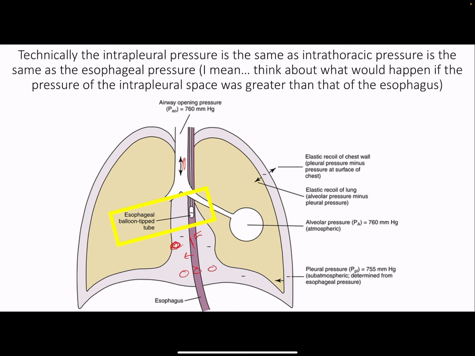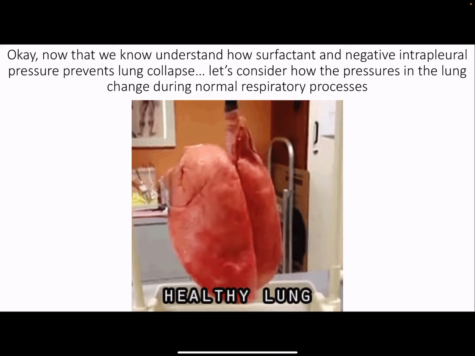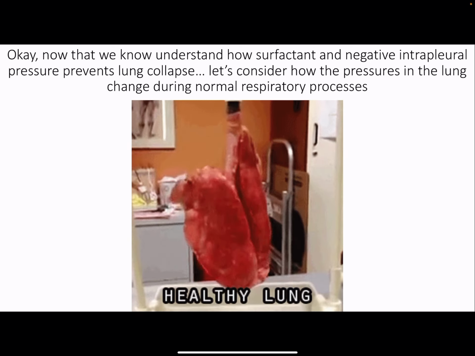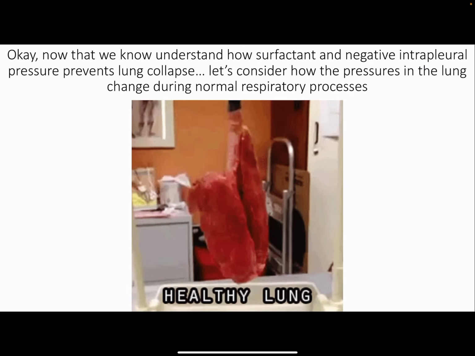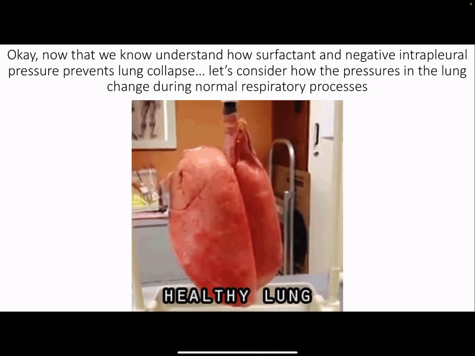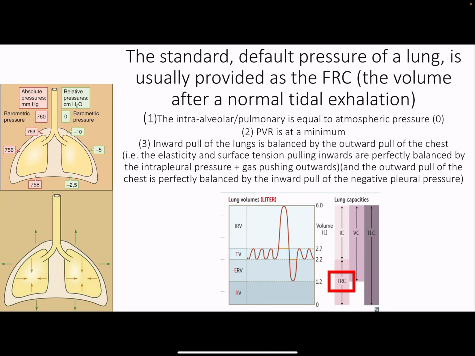This is useful because if we want to measure the intrapleural pressure, you put a little balloon tip tube down the esophagus. And by measuring the pressure in the esophagus, you're also measuring the pressure in the intrapleural space. This can be super helpful for atelectasis and pneumothorax, things like that. All right, now that we know how the intrapleural space works, we're kind of well equipped to understand the general changes in pressure during a respiratory cycle.